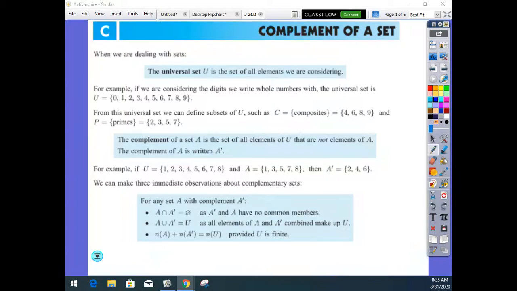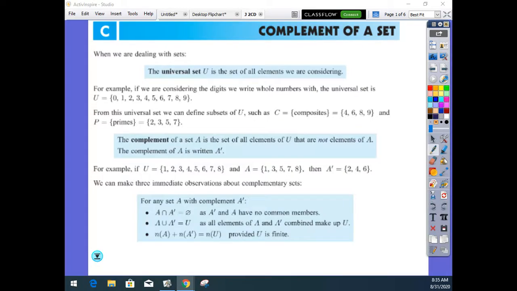So when we're dealing with the complement of a set, we first start with the universal set. The universal set, U, is the set of all elements we are considering. For example, if we're considering just the digits, the numbers that make up the numbers, 0, 1, 2, 3, 4, 5, 6, 7, 8, 9 is our universal set. Then from the universal set, we can define subsets.